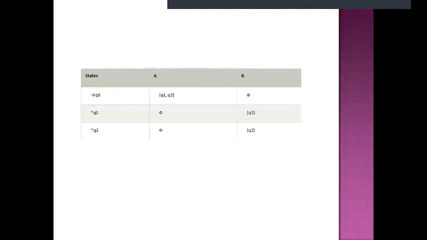By using this, draw the transition table. That is, Q0 on input A moves to Q1 and Q2, Q0 on input B moves to φ, Q1 on input A moves to φ, Q1 on input B moves to Q2, Q2 on input A moves to φ, Q2 on input B moves to Q2.